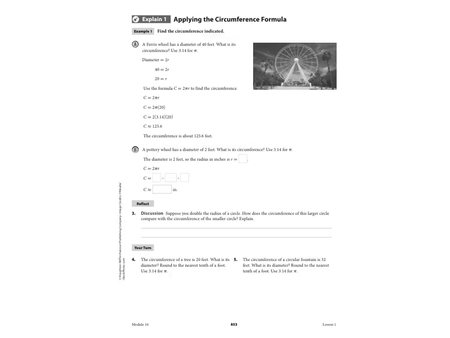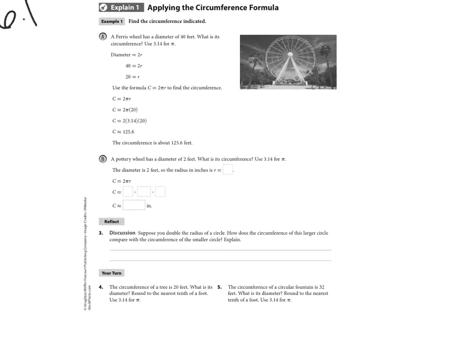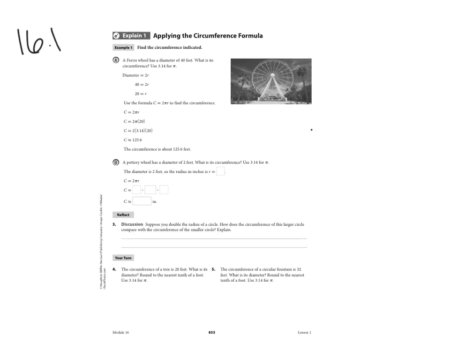Okay, so this is 16.1, and it is about circumference and area. On 853, it says applying circumference, and circumference is equal to 2 pi r, or circumference can be equal to pi times diameter. And that makes sense because 2 times radius equals diameter, right?